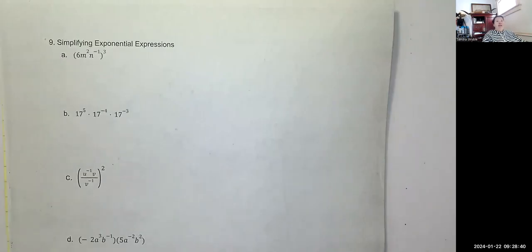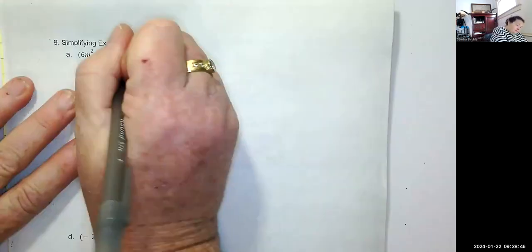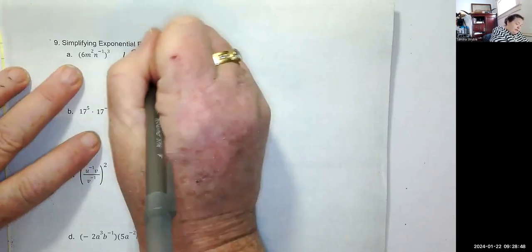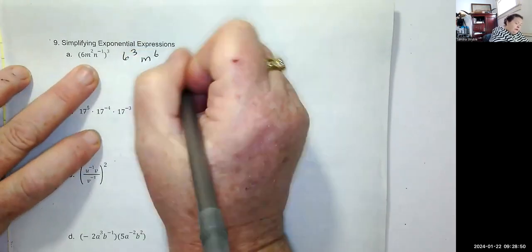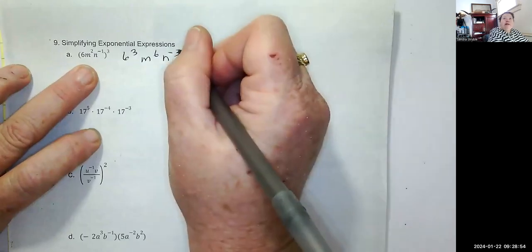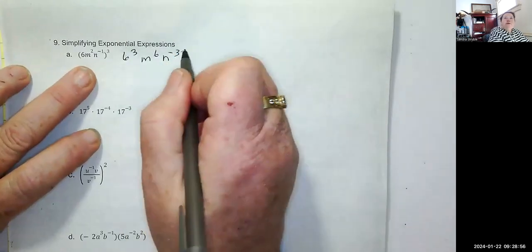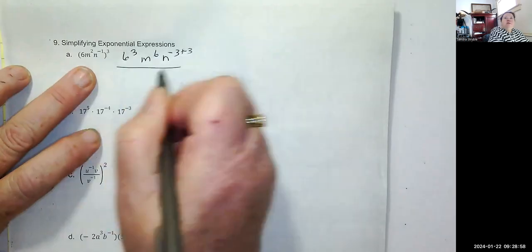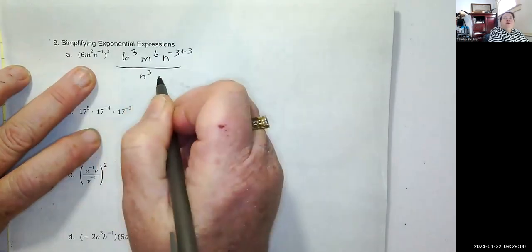All right. 6m squared to the -1, all of that cubed. So we've got 6 cubed. We've got m to the 6, because 2 times 3. And then we've got n to the -3, -1 times 3. We do not want a negative exponent, so we need to add n cubed to both.